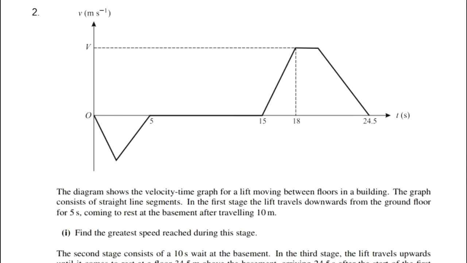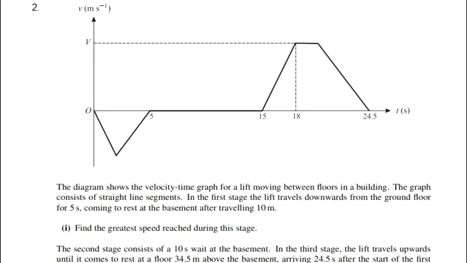The diagram shows the velocity time graph for the lift moving between floors in a building. The graph consists of straight line segments. In the first stage, the lift travels downwards from the ground floor for 5 seconds, coming to rest at the basement after traveling 10 meters. Find the greatest speed reached during the stage.